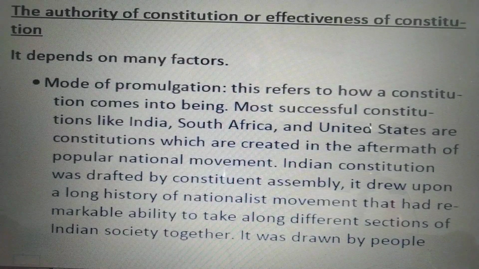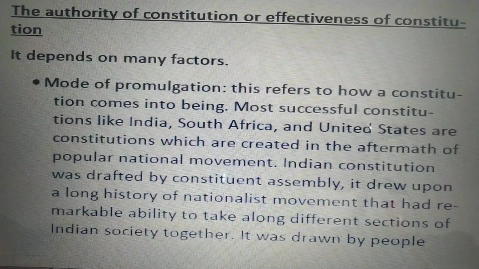There are many factors. The four important factors have been mentioned in NCERT. We'll go through each one of them one by one.